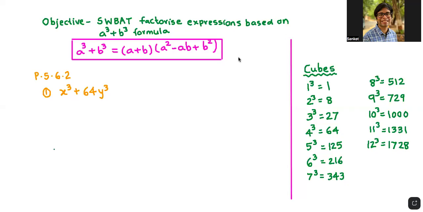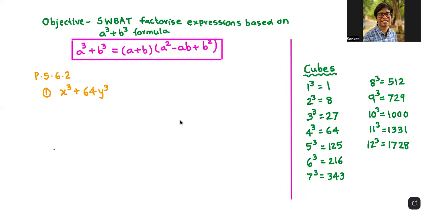Hello everyone. Our objective for today is that students will be able to factorize expressions based on the a cube plus b cube formula. The formula is a cube plus b cube is equal to (a plus b) multiplied by (a square minus ab plus b square). So you need to memorize this formula.